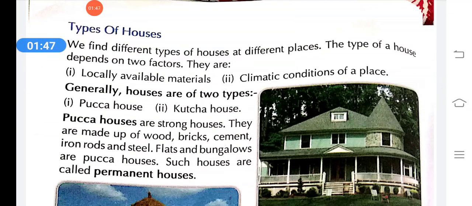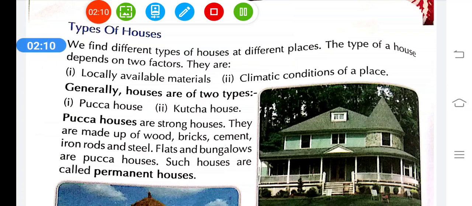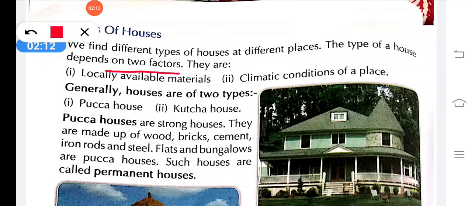Come to our next topic. Types of houses. Students, we find different types of houses in different places. The houses which are present in hill areas definitely will be different from the houses which are present in desert areas, isn't it? The type of house depends mainly on two factors. What are they? They are locally available materials and climatic conditions of a place.